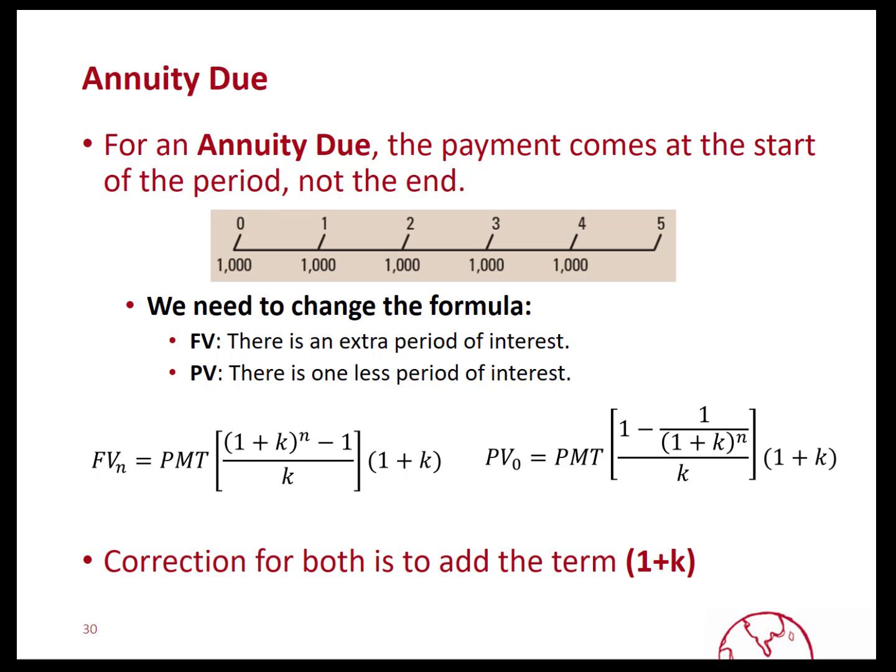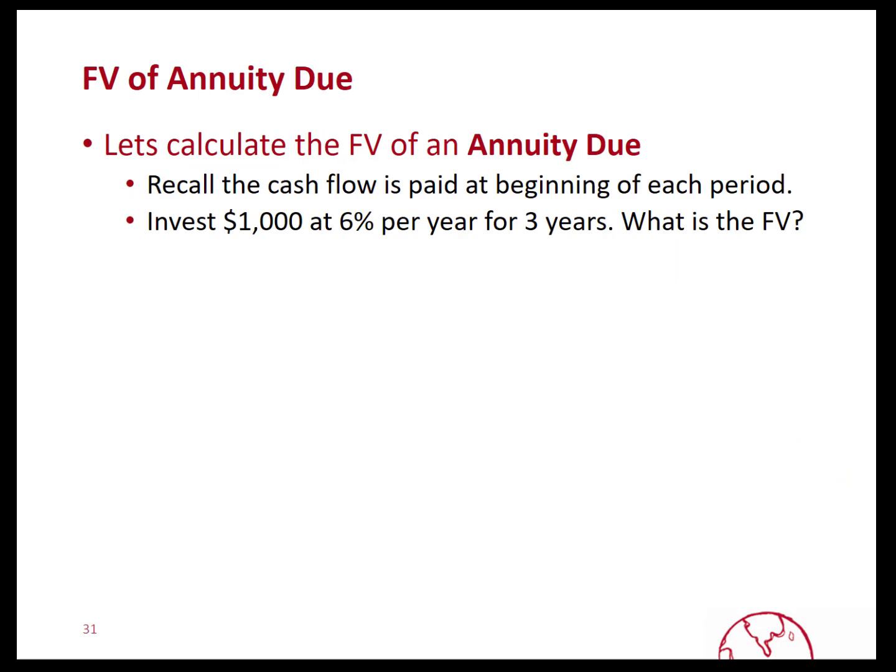In each case, we're correcting by adding a term at the end. We're adding 1 plus k. Okay, so this is going to adjust from an ordinary annuity to an annuity due. Okay, so a few quick examples. Let's calculate the future value of an annuity due. Again, $1,000 invested at 6% for 3 years.